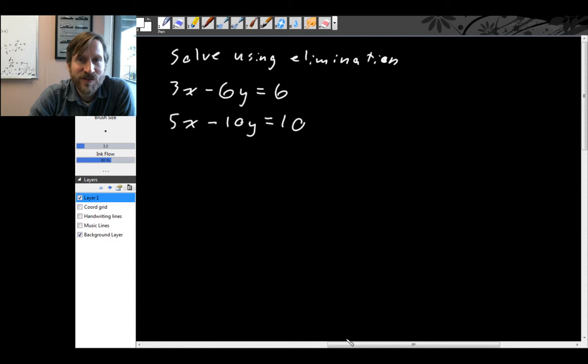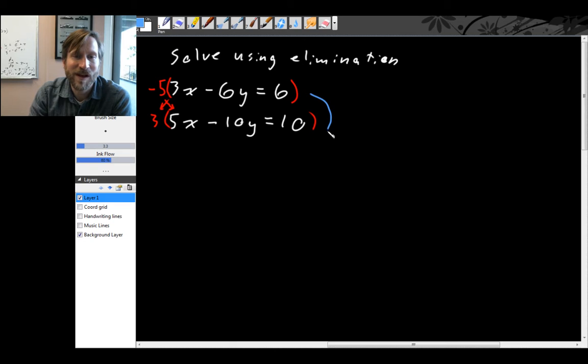Looking at the coefficients in front of x and y, it doesn't really look like there's a quick and easy way to get any of them to match. But there always is a way to get them to match. It just isn't quick and easy. So let's take this first equation and multiply it by negative 5, and we'll take the second equation and multiply it by 3. Now I chose these multiples, negative 5 and 3, because the 5 in the second equation made me choose negative 5 for the first one, and the 3 in the first equation made me choose a 3 in the second equation.